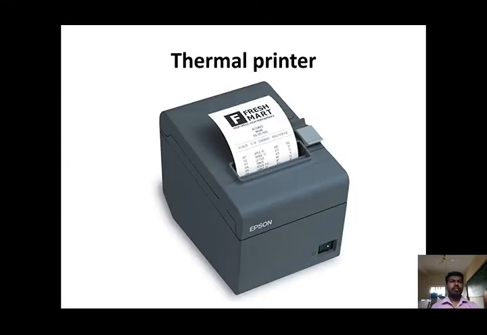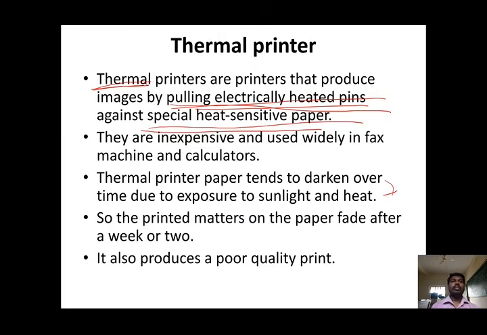You can see in the malls and BMTC bus conductors, they are using this type of printer only. You can take any BMTC ticket or in the malls, they are giving the printed sheet now. You just keep it with you 2 or 3 weeks. After 3 weeks, if you see the print, the printed matter will not appear, or the printed matter will be faded. Why? Because of the sunlight and the heat. Understand? So what is thermal printer?